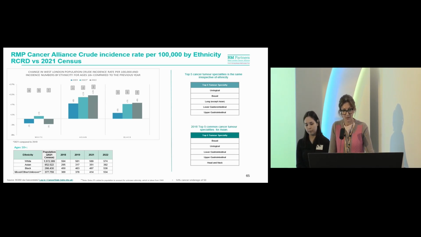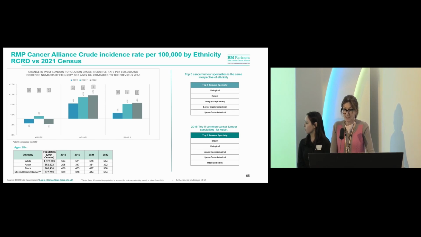presented that year. For Asian people, there is a significant increase year on year, and in fact, between 2018 and 22, it's a 30% increase in cancer incidence in RM partners. And for black people, again, fairly high increases and virtually the same rates of cancer as in the white population.